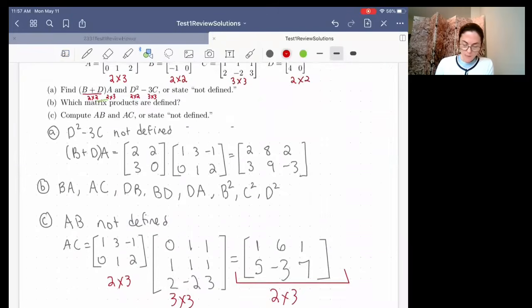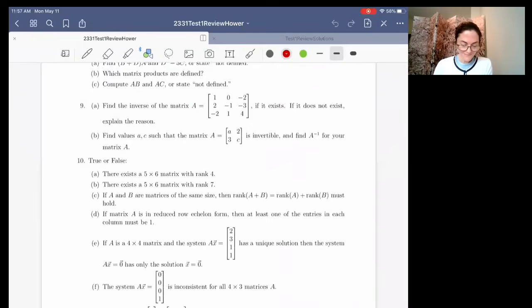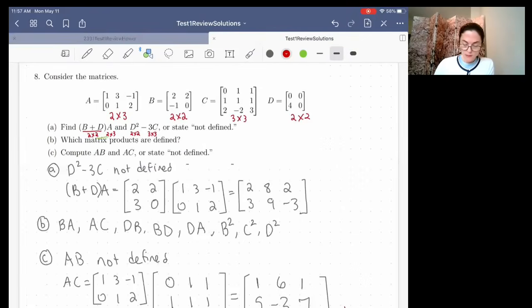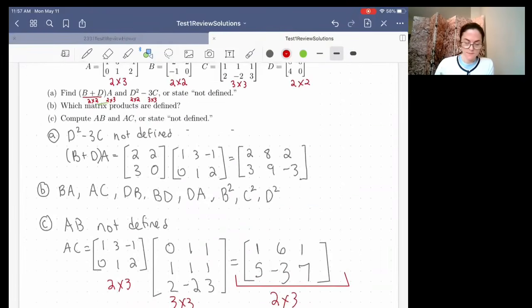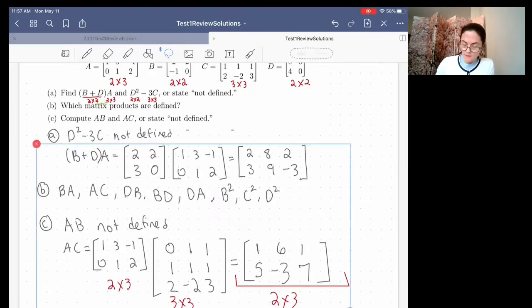Now, let's see what I have left. Oh, so we have number 9. We have to find the inverse of two matrices. And then we have the true-false questions. Let me maybe reduce the size here, and we will move on to number 9. Give myself a little more space.